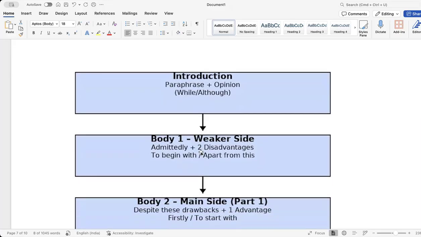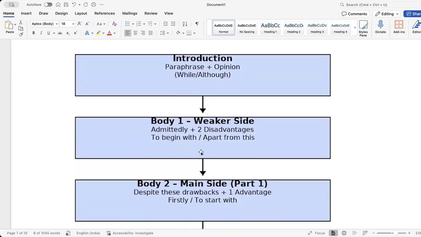Now let's come to the second paragraph, or the first body paragraph. In this, you're writing the weaker side. In this case, it was the disadvantages, as my advantages are more. So my weaker side is disadvantages. I start by using the word admittedly, and I write the two downsides using the connectors to begin with and apart from this. That's what I'm going to do here in the first body paragraph.